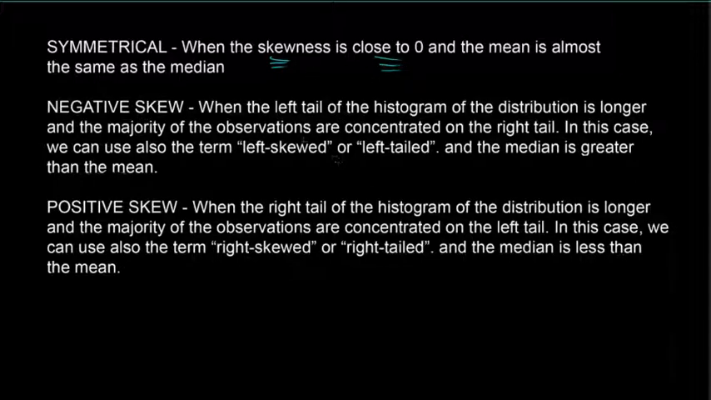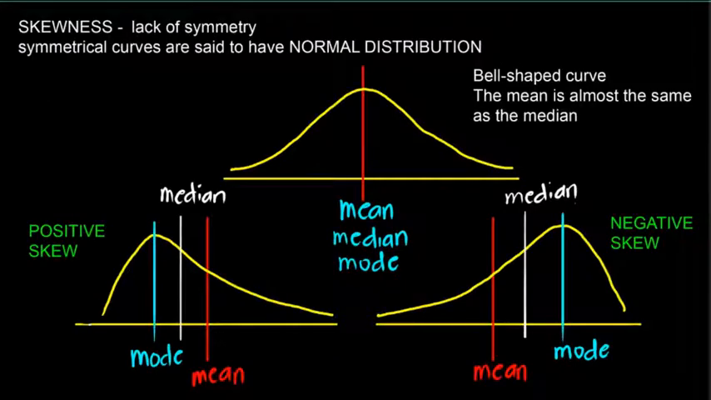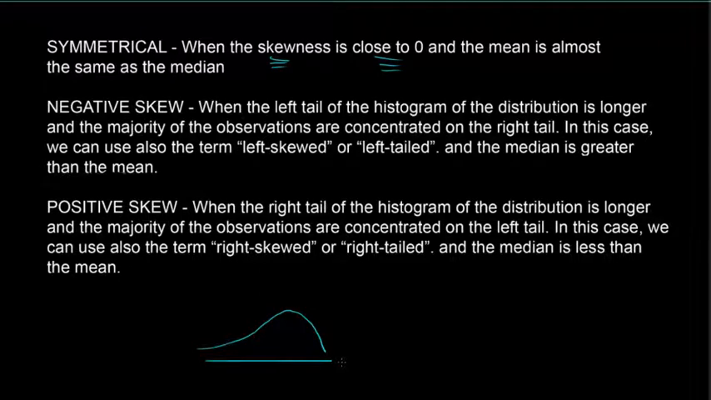Okay? Negative skew: when the left tail of the histogram of the distribution is longer and the majority of the observations are concentrated to the right tail. So, if you can remember earlier, I will draw, no? This is our negative skew. So, check ko lang para sure. Negative skew. So, let's go back. So, negative skew natin, this guy. Okay? So, it says here that most of the observations are concentrated on the right tail.